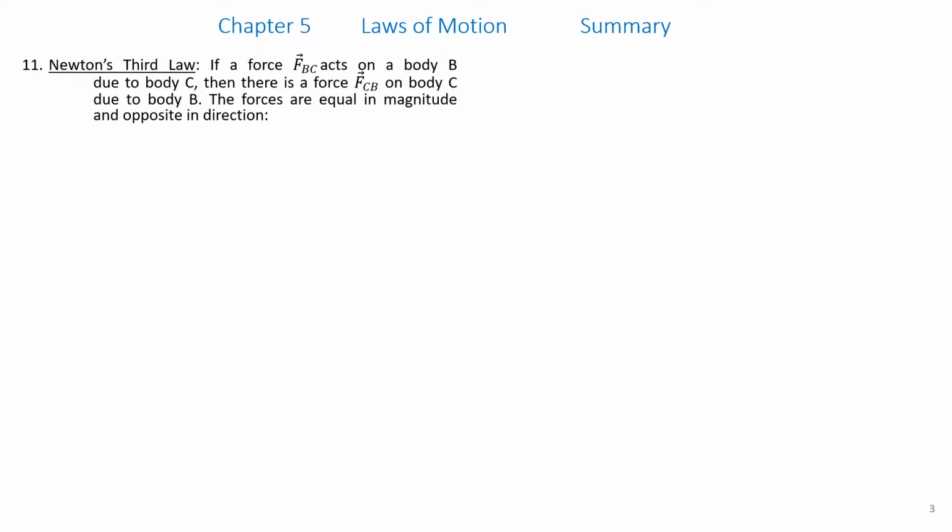Newton's third law. If a force FBC acts on a body B due to body C, then there is a force FCB on body C due to body B. The forces are equal in magnitude and opposite in direction. Therefore, FBC is equal to minus FCB. To every action, there is an equal and opposite reaction.